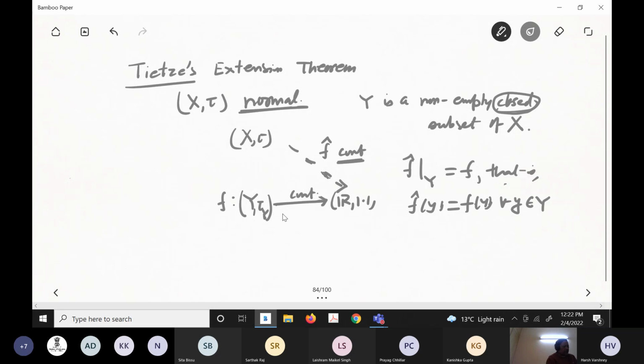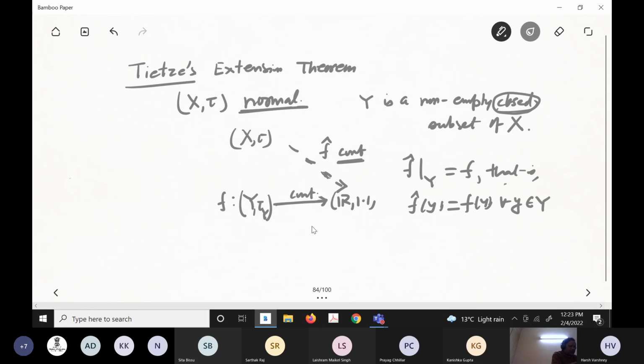Actually, it is an if and only if. The other way you can prove, and that proof is simpler. You don't need Urysohn's lemma. I have given you one problem there, and I should give you the assignment also. So this is one version of that extension.